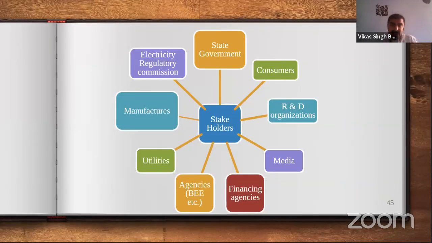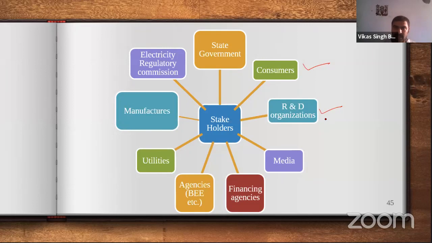So what are the major stakeholders of demand side management? The state government should make a rule that each utility company has to follow DSM. Then the consumer has to change their demand pattern and should be ready for that. Then R&D organizations should do proper R&D for the implementation of DSM, so that they can come up with a proper DSM plan with proper cost benefit analysis.